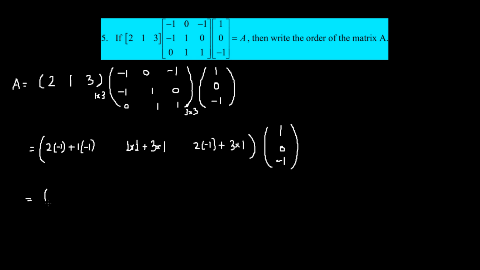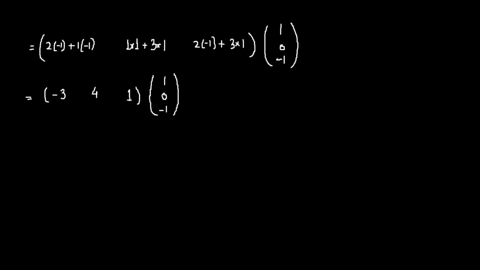So let's simplify it. So this will give us 2 times negative 1 is negative 2. 1 times negative 1 is negative 1, so negative 2 and negative 1 gives us negative 3. Then we have 1 plus 3, so that should give us 4. And we have 2 times negative 1 plus 3 times 1, so negative 2 plus 3 would give us 1. Then we need to multiply it to 1, 0, negative 1. So I'm running out of space, let me scroll down.